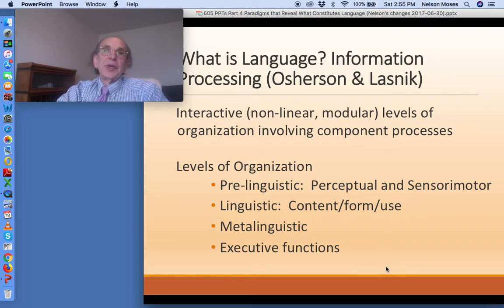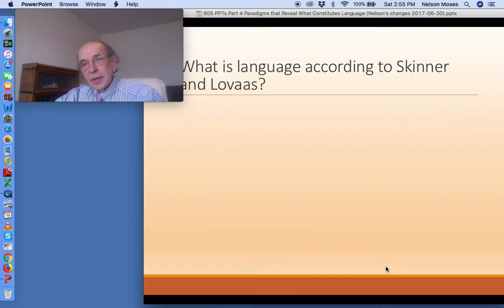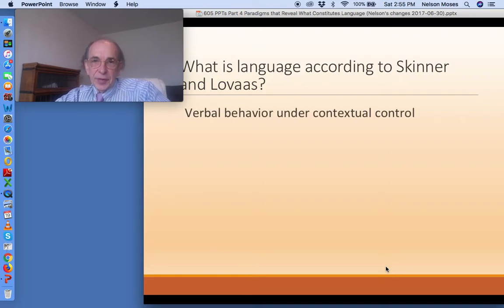Information processing brings us to that realization. More things to potentially assess. There are so many things, aren't there? So many things that contribute to language. Very overwhelming, isn't it? And still, let me end today's session with a quick overview of the Skinner-Lovaas operant position on language, which reveals even more things to assess, even more possibilities.